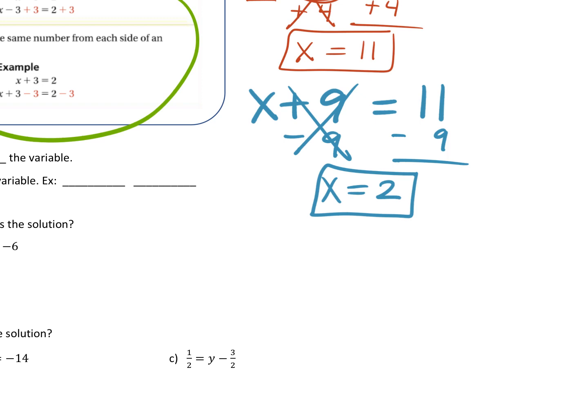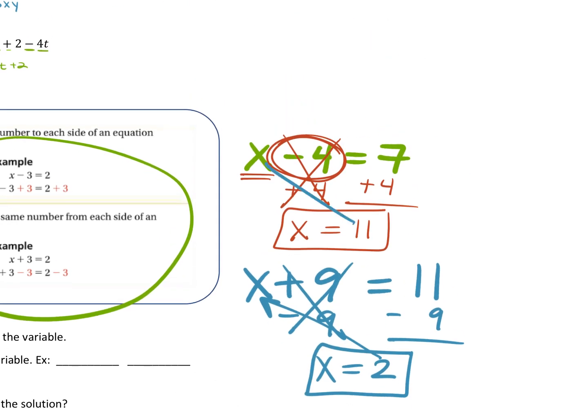Do you know how you check your work on these? Calculator. You plug it back in, right? I mean, you can plug it in your calculator. 2 plus 9 is 11. We got it right. 11 minus 4 is 7. We got it right, okay? So you can always plug it back in to check your work.